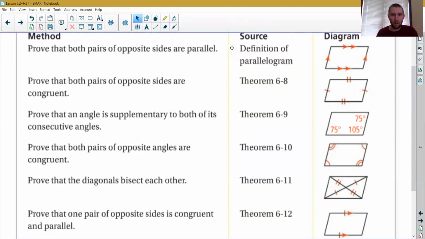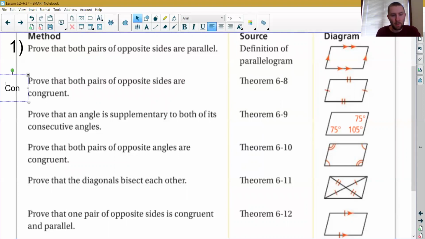Option number 1 is from the definition of parallelogram. Okay, option number 1, definition of a parallelogram, just involves proving that both pairs of opposite sides are parallel. If both pairs of opposite sides are parallel, then it fits the definition of a parallelogram, and that's the way it is. Option number 2 is what we call the converse of property 1.